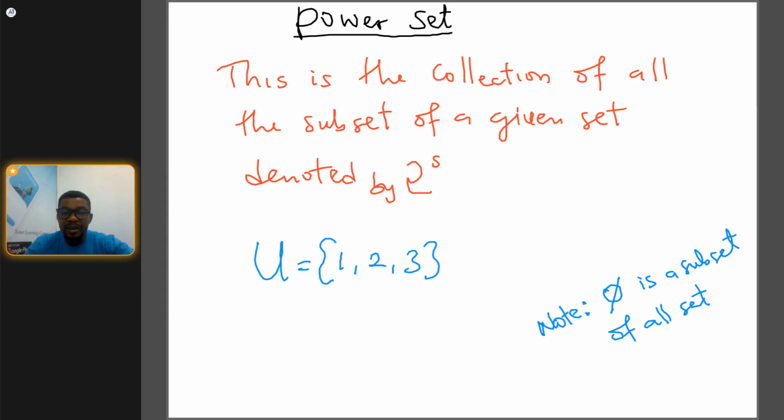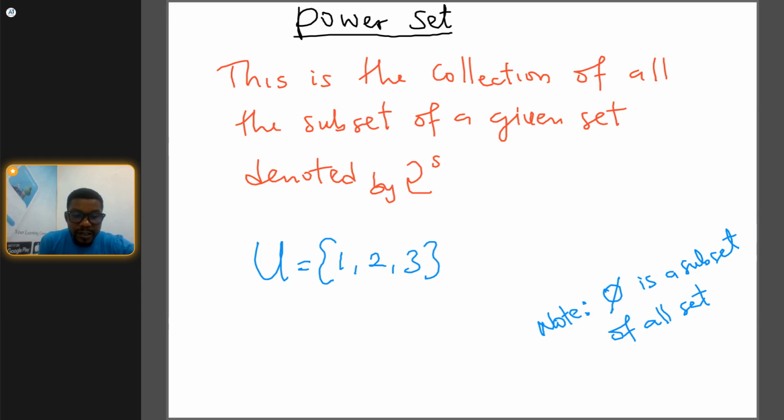So you have to know that. If you're asked to list out the subsets of a given set, the first thing you need to list out is the empty set. That is, when we have no elements, it is also part of the subsets. I believe you have taken note of that inside your notes, so I can proceed.